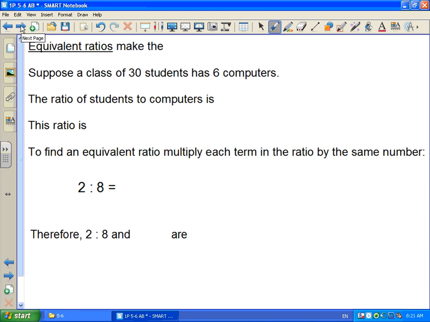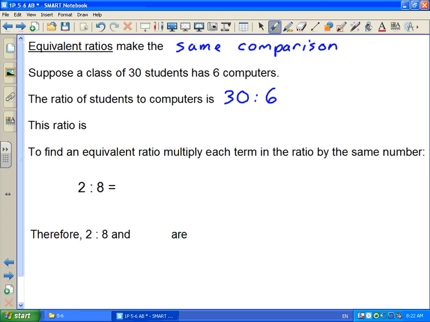Now, the next thing we have to talk about is what is meant by equivalent ratios. Equivalent ratios are ratios that are different, but they make the same comparison. So they're expressing the same comparison just with different numbers. And we'll see what we mean if we look at an example. Suppose a class of 30 students has 6 computers. The ratio of students to computers is, well, let's see, there are 30 students. There are 6 computers, so that ratio is 30:6.